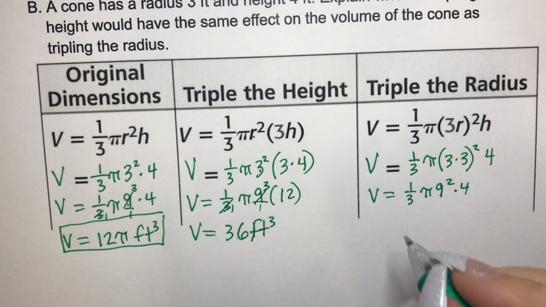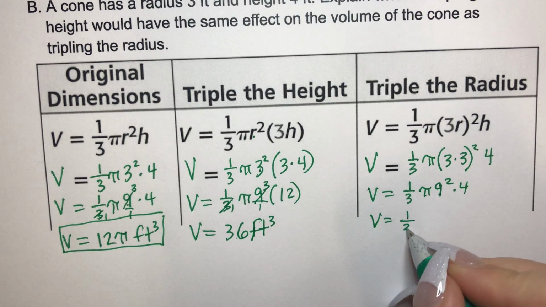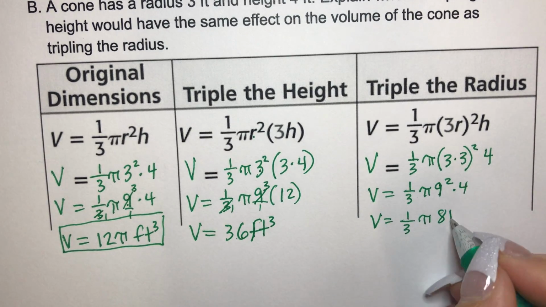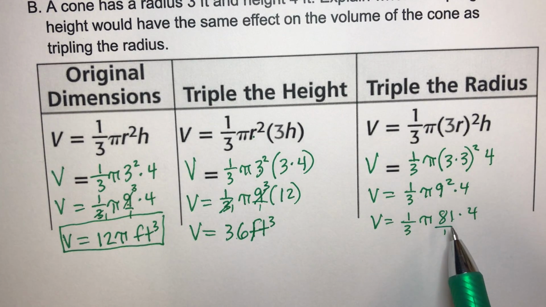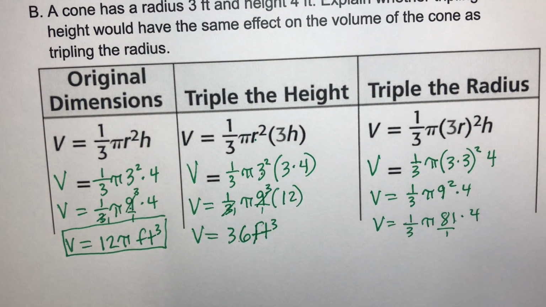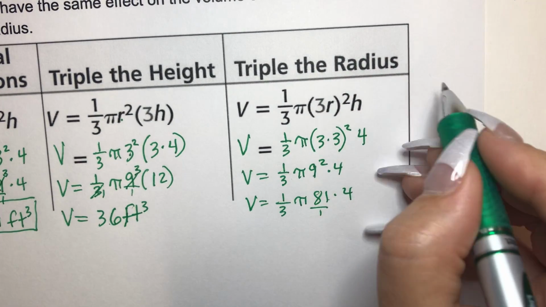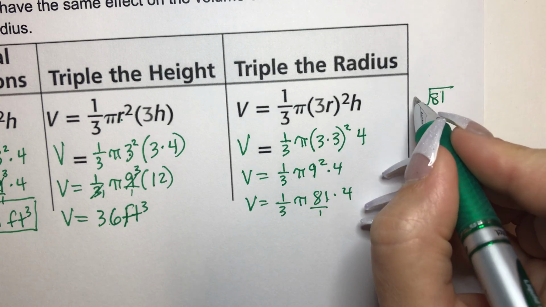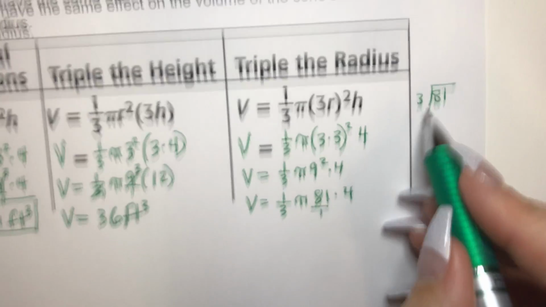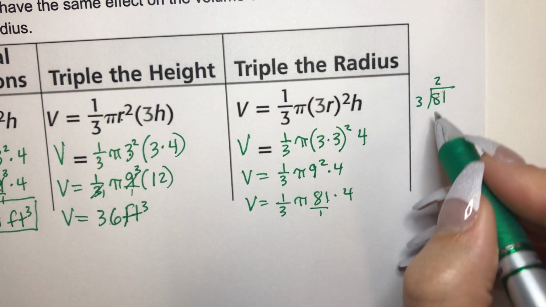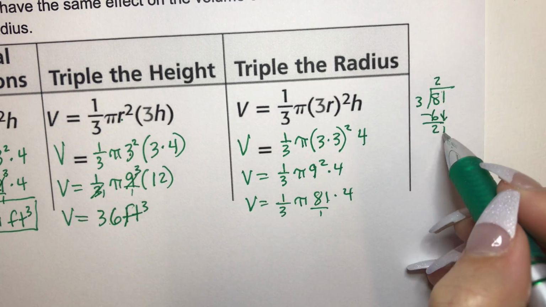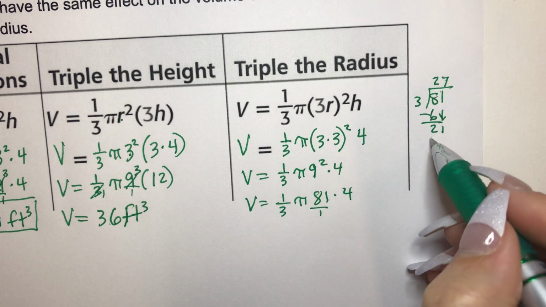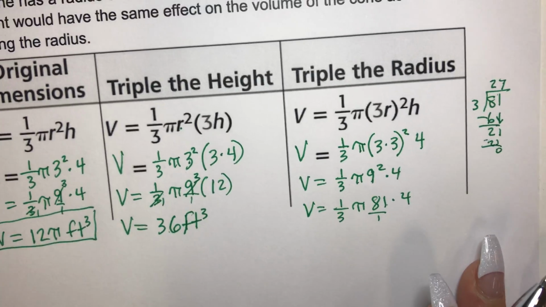9 times 9 is 81. Times 4, 81. Okay, so I know 3 goes into 81 because 8 plus 1 is 9, and 9 is divisible by 3, which means 81 is divisible by 3. I'm just not sure how many times. I'm going to take it over here. 81 divided by 3. 3 goes into 8 2 times. 2 times 3 is 6. 2 left over. Drop down the 1. 3 goes into 21 7 times. 7 times 3 is 21. Okay, so it goes in 27 times.